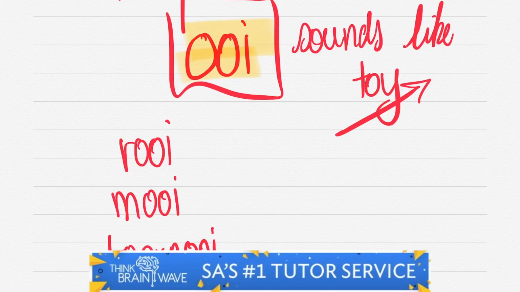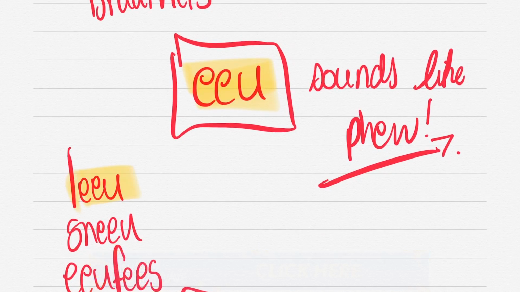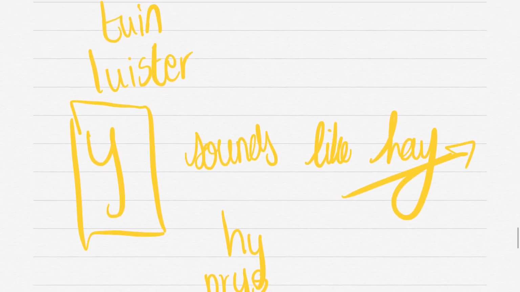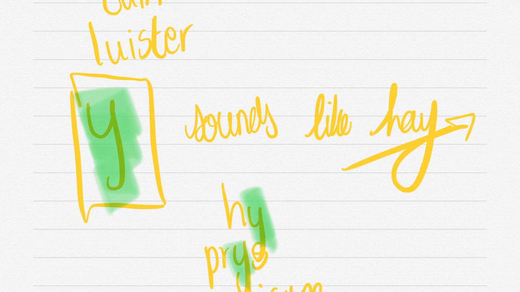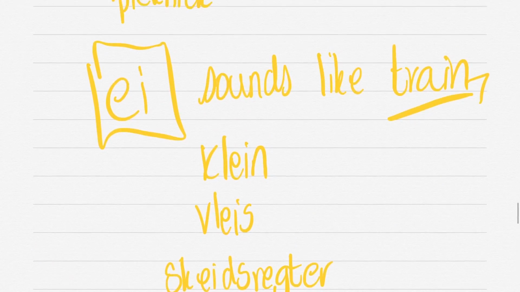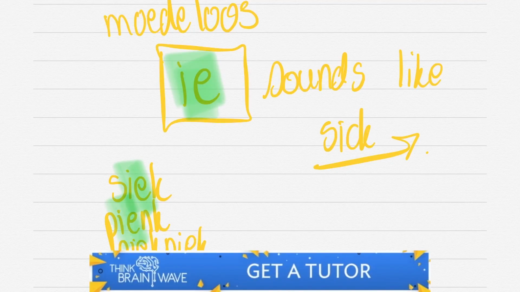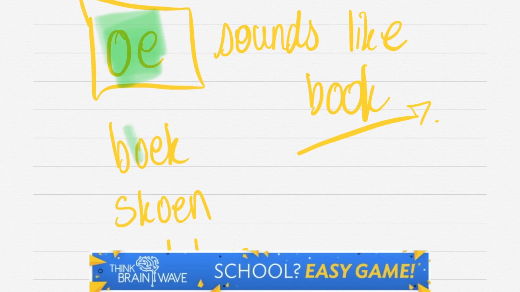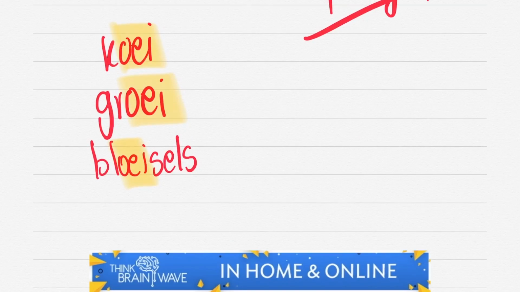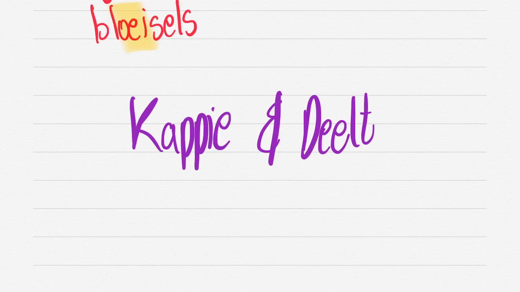Right, so we've got ooi from rooi, and oei. Eeu, which is leeu, is a few sort of sound. Aai, which is like a y sound. In Afrikaans, y is called the ei sign. UI is huis, tuin, praise. EI is train, trein, klein, vlees, skeidsregter. IE is like sick, pink, picnic. OE is like boek, skoen. And there we go. Lovely.